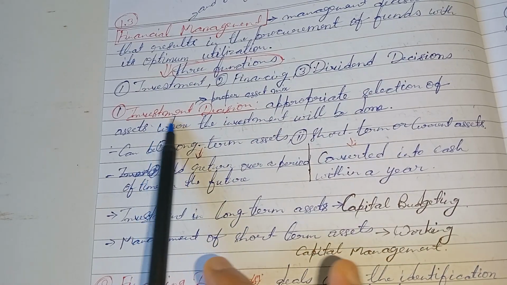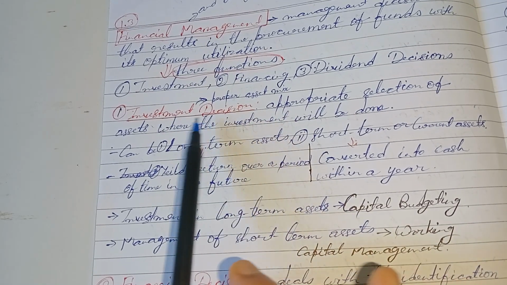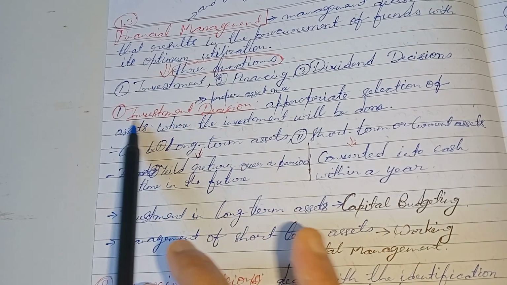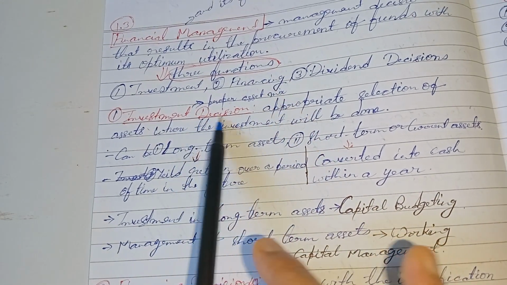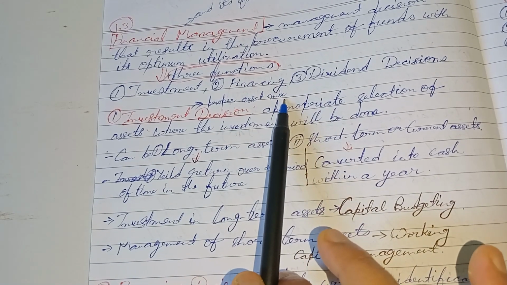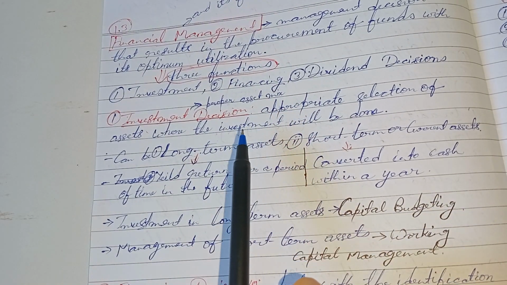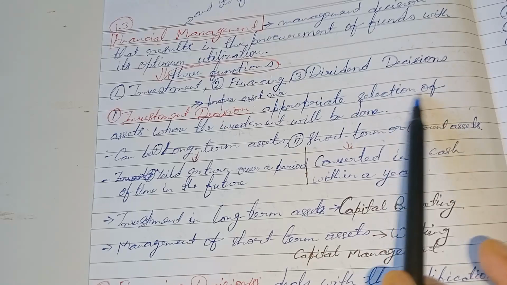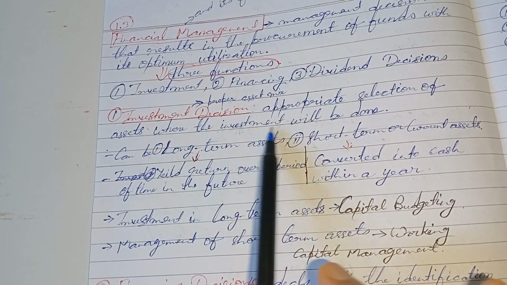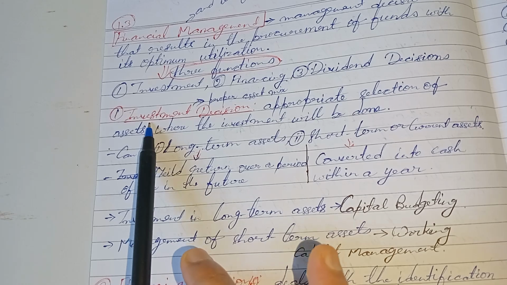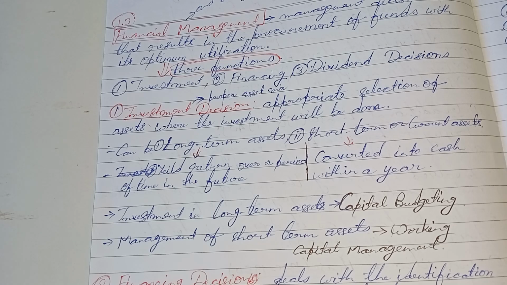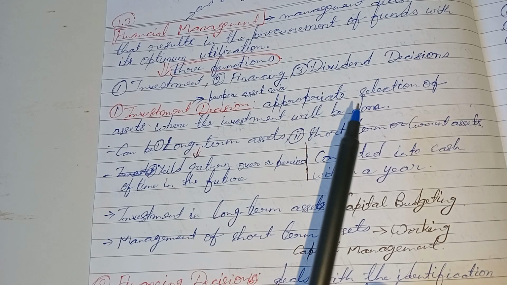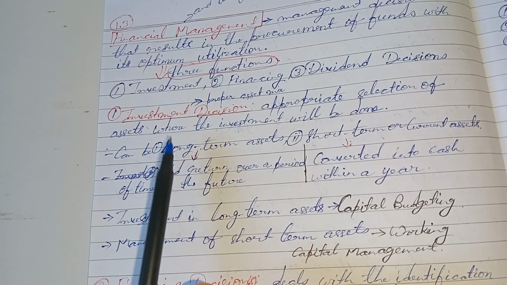As you can see here, first is the investment decision. The investment decision is about the proper asset mix. So what different assets should the firm acquire? Here you see the appropriate selection of assets where the investments will be done. So the investment decision is about the appropriate selection of assets. So what different assets should be selected, about that the decisions are made.